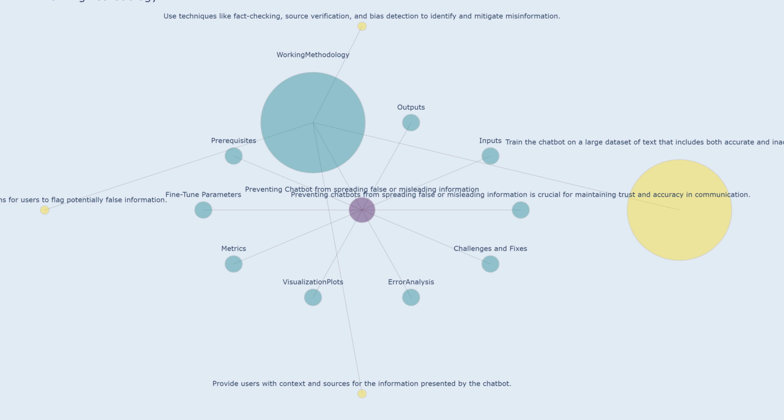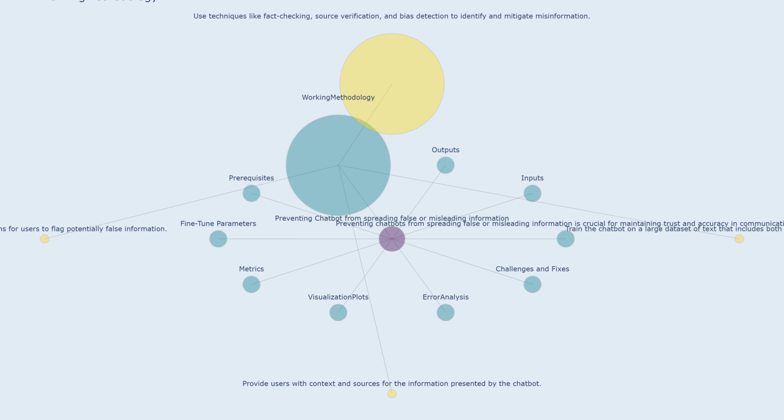Working methodology. Training a chatbot on a large dataset that includes both accurate and inaccurate information is a foundational step in combating misinformation. This exposure allows the chatbot to learn to identify and differentiate between reliable and unreliable information. Implementing techniques like fact-checking, source verification, and bias detection is essential to ensure that the chatbot's responses are grounded in truth. Fact-checking involves verifying information against reputable sources. Source verification ensures the credibility of the source, and bias detection aims to mitigate any potential biases or manipulation.